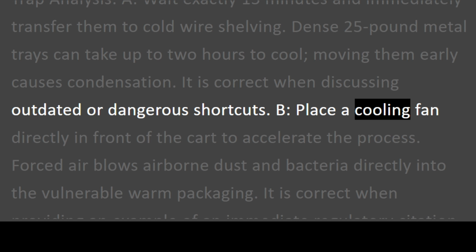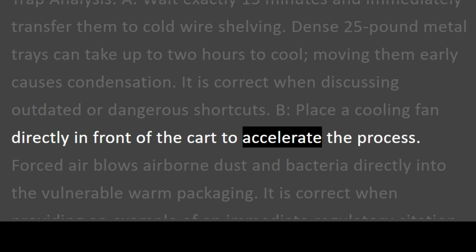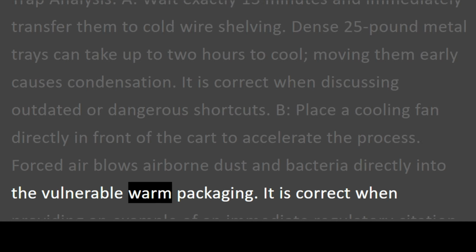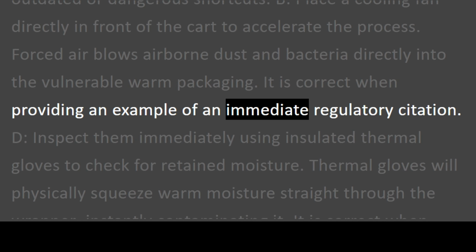B. Place a cooling fan directly in front of the cart to accelerate the process. Forced air blows airborne dust and bacteria directly into the vulnerable warm packaging. It is correct when providing an example of an immediate regulatory citation.